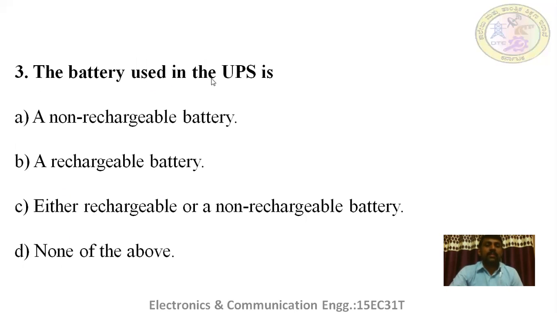The third one is, the battery used in the UPS is. What type of battery is used in UPS? A non-rechargeable battery, a rechargeable battery, either, or none of the above. We know that UPS continuously supplies the power to the loads, either by the mains or by the batteries. If the mains is not available, it supplies the power from the batteries. Once the battery is discharged, it is required to charge again. Therefore, the battery is of type rechargeable battery. Option B is the correct answer.